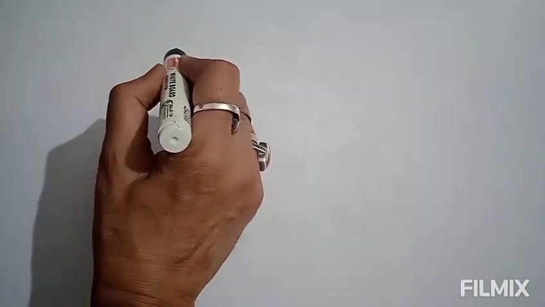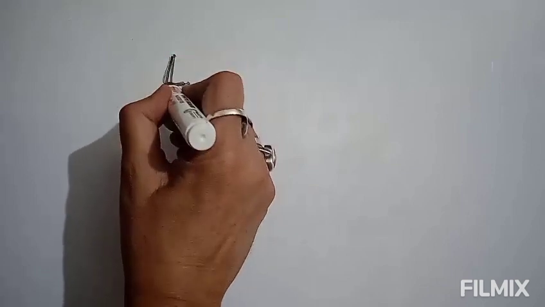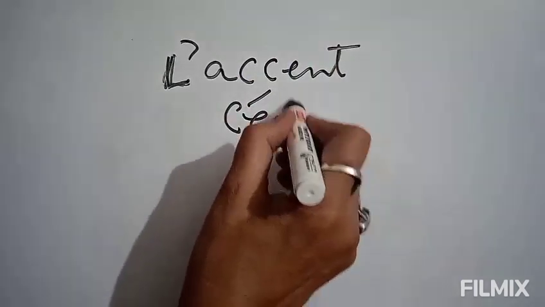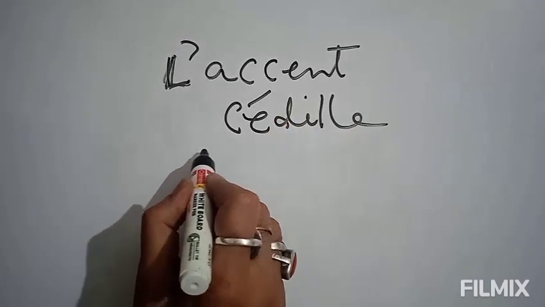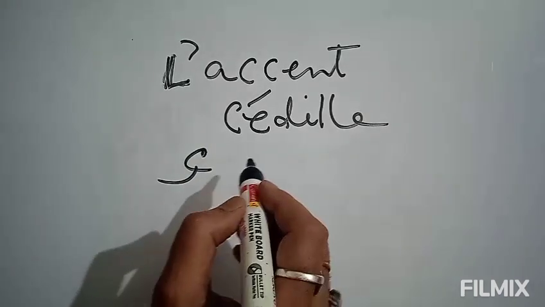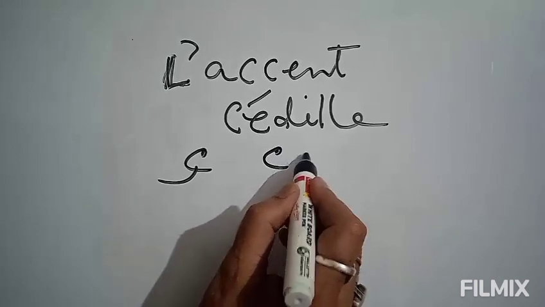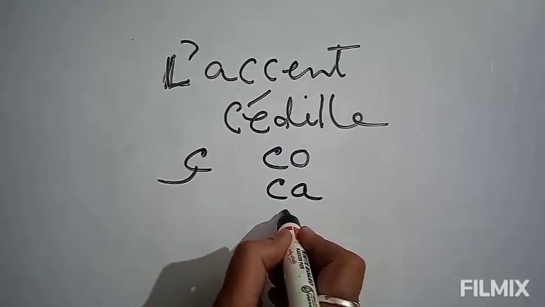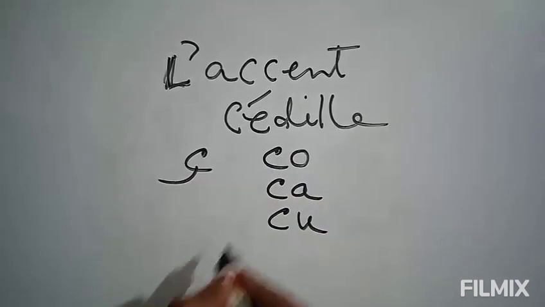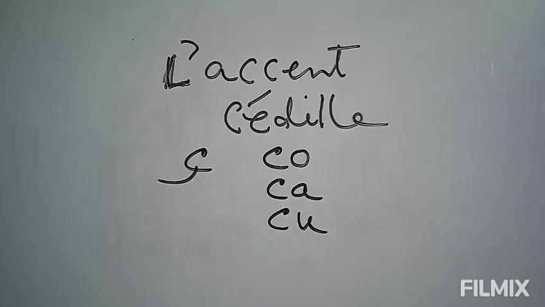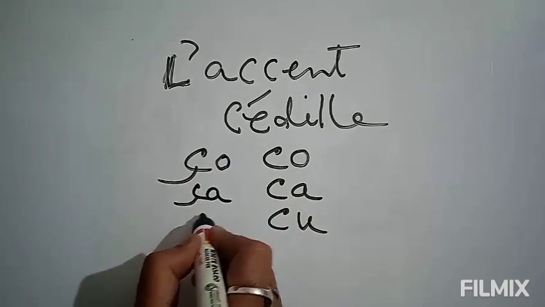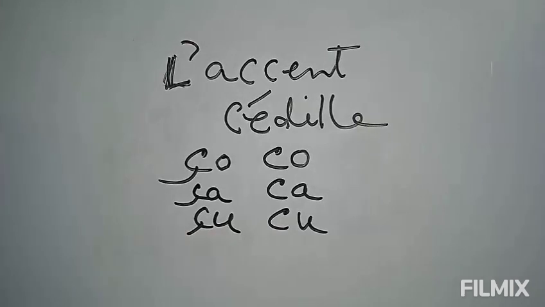Now the next accent is accent cédille. Accent cédille is used on C. It is a tail-like structure below C. It is used when C is before O, C is before A, and C is before U. Actually, CO, CA, CU, there is no meaning in French. Whenever this position occurs, you have to use accent cédille. That is ço, ça, çu.